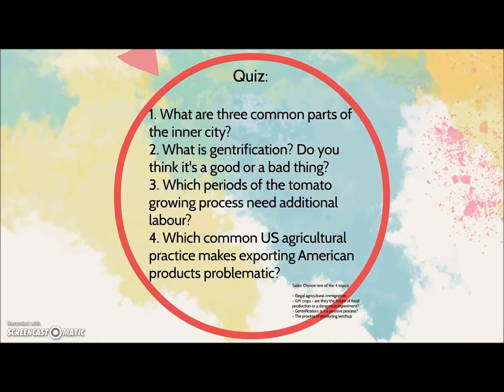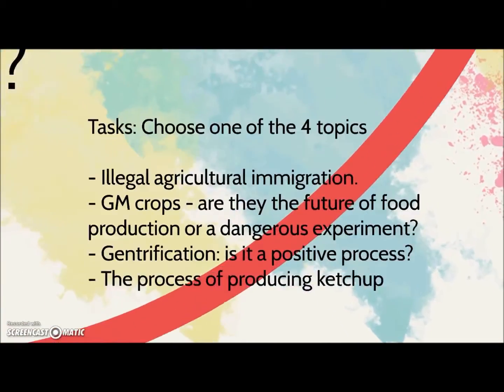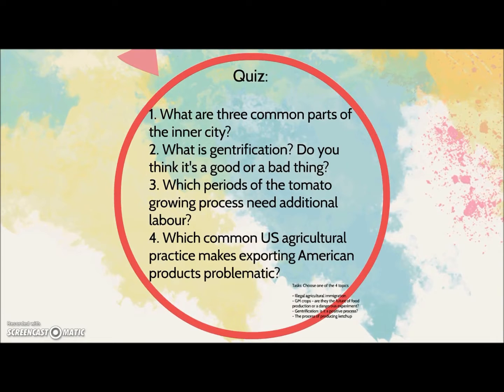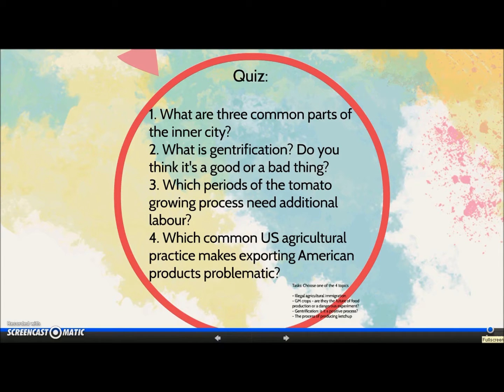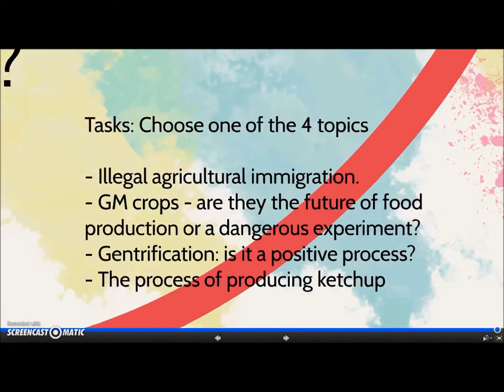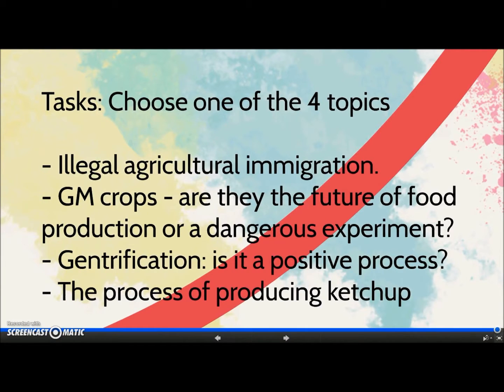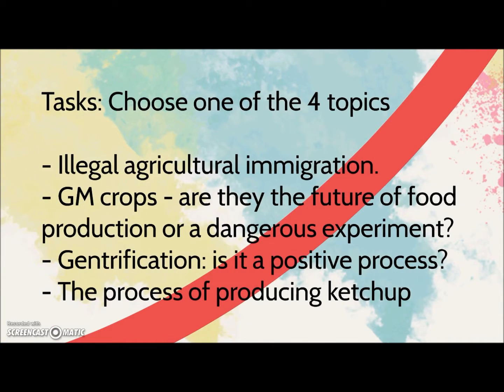So this is it for today, and very quickly, the questions that I will be asking you are about the common parts of the inner city, gentrification, tomato growing process, which two periods of the tomato growing process need additional resources, and this will be your tasks: illegal immigration, GM crops, gentrification, and the process of producing ketchup.